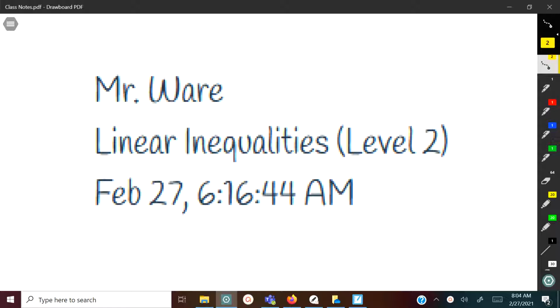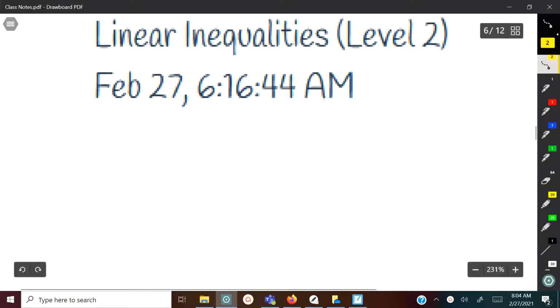So this is a continuation of linear inequalities level 1 when we did multi-step equations and solve. This one involves distribution. So it's just like solving equations, but the main thing you got to remember is if you divide or multiply by a negative, you swap the inequality sign around. Okay? So let's take a look at our first example.